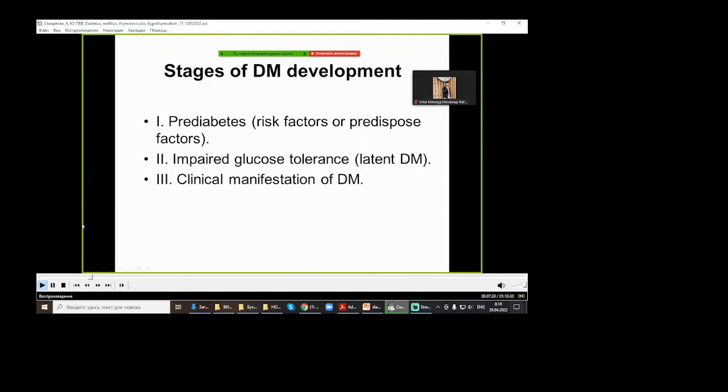So diabetes mellitus has three stages of development. The first is prediabetes. It is equal to presence of risk factors or predisposing factors of diabetes mellitus. The next stage, impaired glucose tolerance or latent diabetes mellitus. And the third, clinical manifestation of diabetes mellitus.